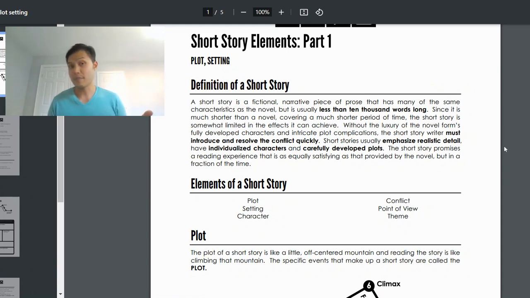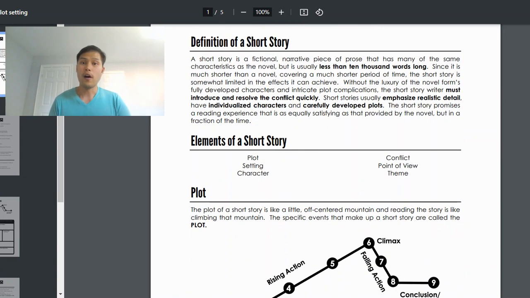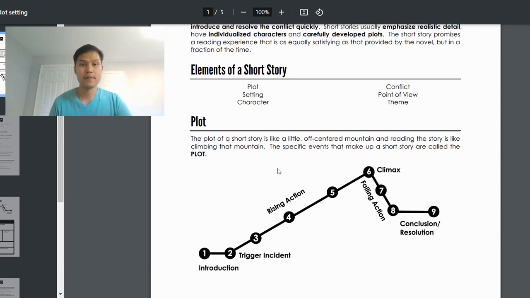So what does that essentially mean? A short story is short, less than 10,000 words, and it basically has a conflict and it's resolved very quickly. There are several elements that you should understand: plot, setting, character, conflict, point of view, and theme. We're going to be looking at plot and setting today.